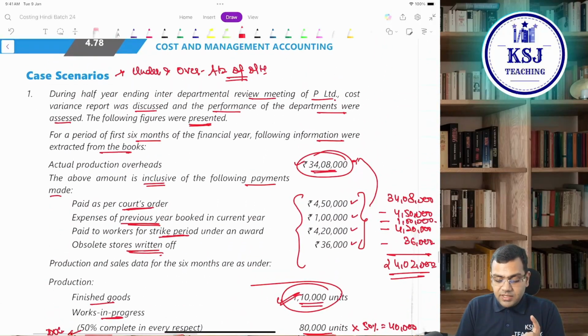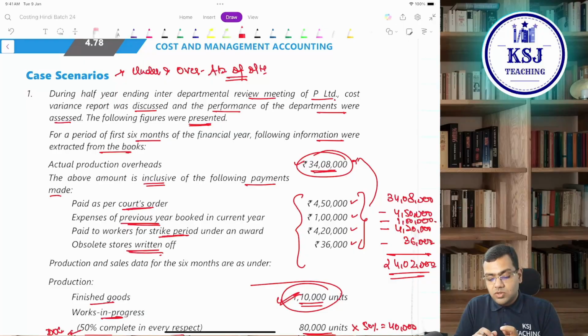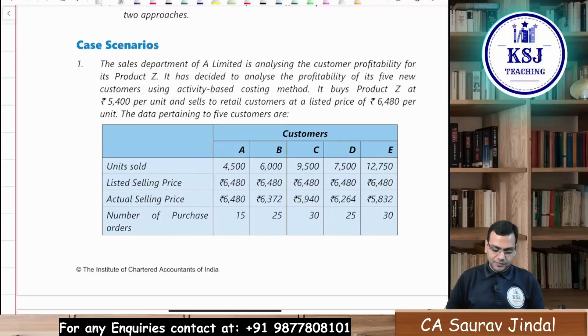Very important case study, and as a practical problem also, this under and over absorption of overheads is one of the most important topics, right? So after every video, I request all of you to please go through the case study on your own also, because when you sit back and do it on your own, you might have certain queries that might crop up in the mind, so you can ask your queries, right? So with this, we are done with the overheads case study.